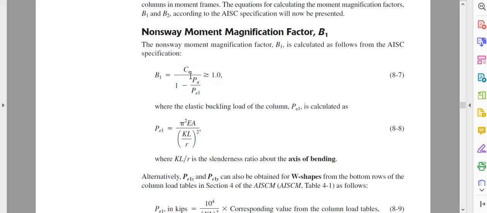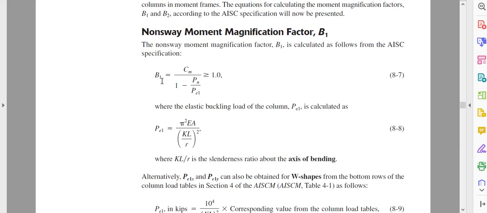Now what is the value of Cm? There is an equation to find it, or we can assume 0.85 to be safe. Now what is Pu? Pu is the applied factored load, you know that. What is Pe1? It is the Euler buckling load, and you already saw how to calculate it: pi square E over (KL by r) square. That is the Euler buckling load for that column.